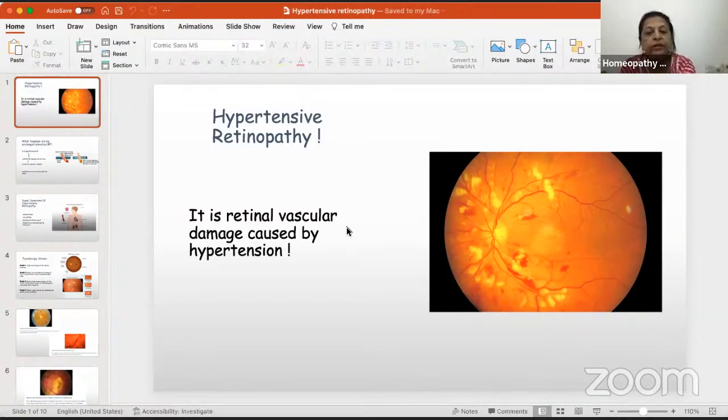Good evening, everybody. So today we are going to talk about hypertensive retinopathy. Hypertensive retinopathy is because of high blood pressure. And the reason for your hypertension, I think everybody knows, may be genetic, or it may be because of an acquired condition like emotion. And because of that, there is a vascular constriction.